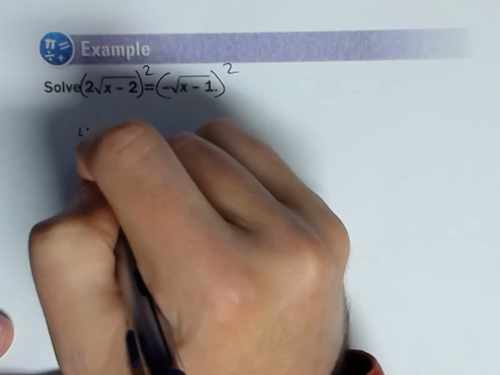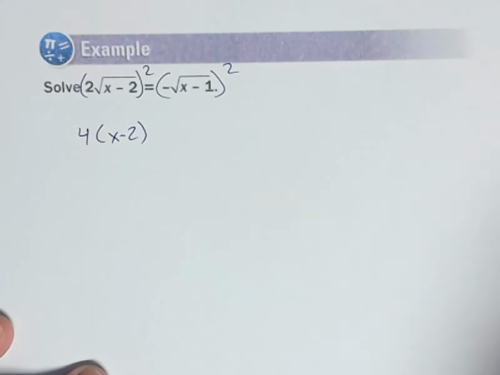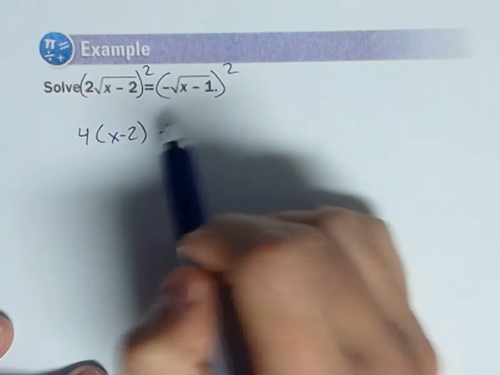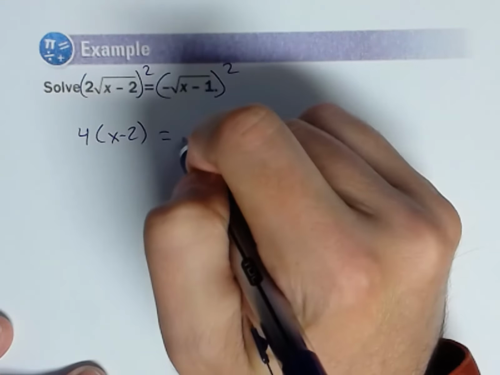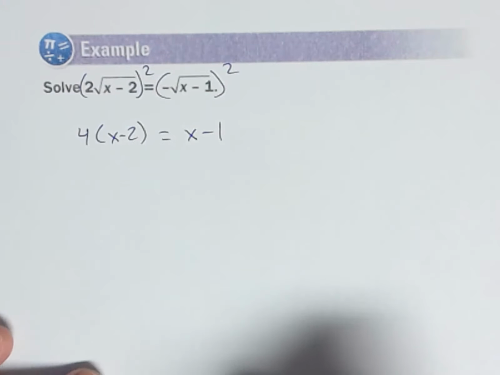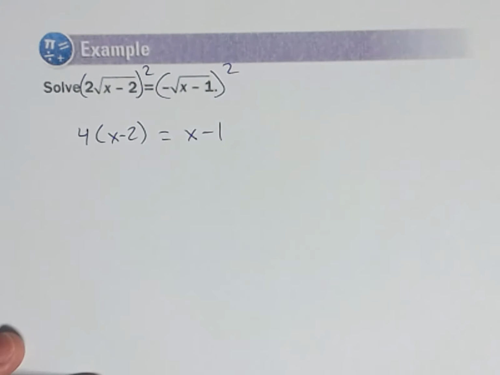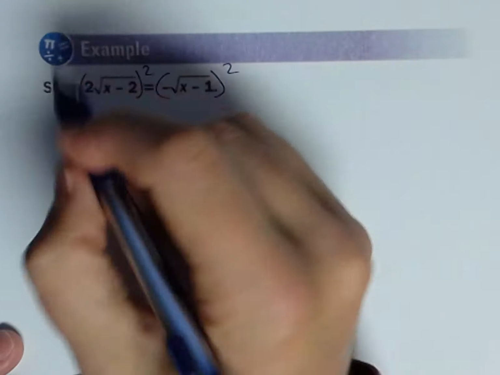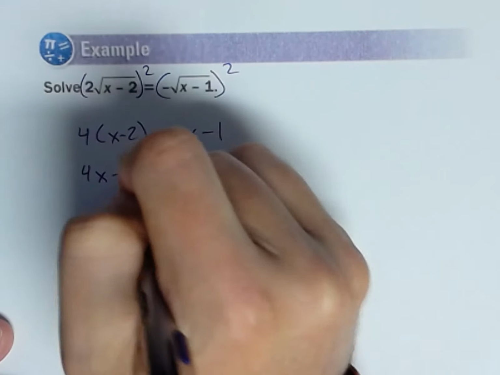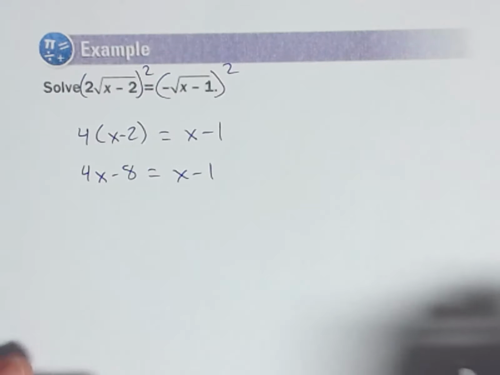So we get 4 times x minus 2, right? The radical's gone. Now negative 1 out front squared would just go away. It'd be a 1. So we get x minus 1 over here. Well, now we've got a pretty simple little algebra equation. Let's clean things up. So 4x minus 8, I'll just distribute there, equals x minus 1.